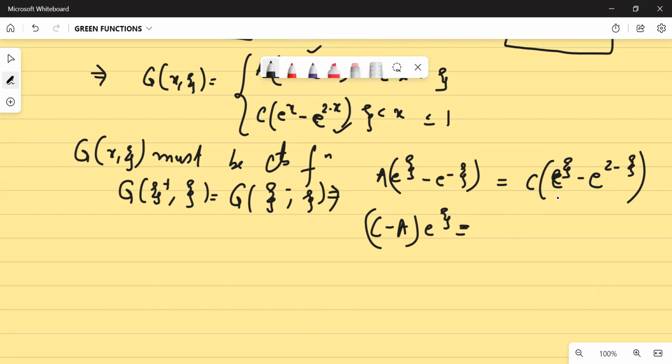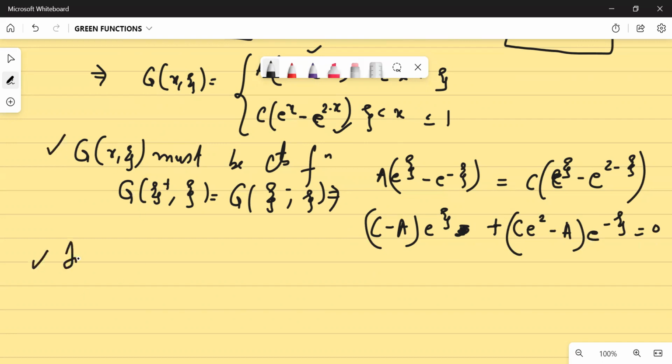What is there on the other side? Bring everything here. So what you'll get, plus c e square minus a e^(-ζ) is equal to. Is that clear? So c minus a e^ζ plus c e square minus a e^(-ζ) equal to 0. Sorry, right? So this is what we'll get from the continuity condition.